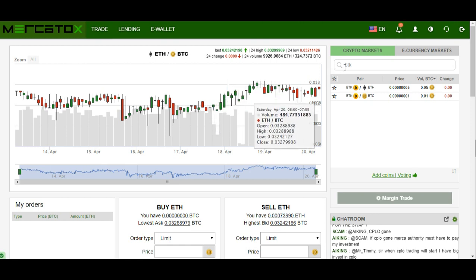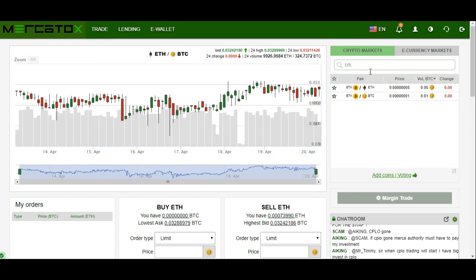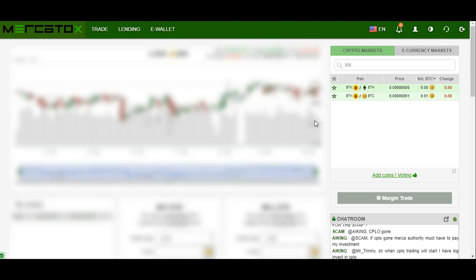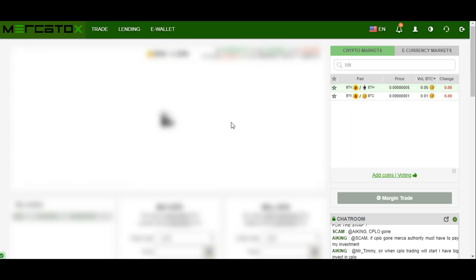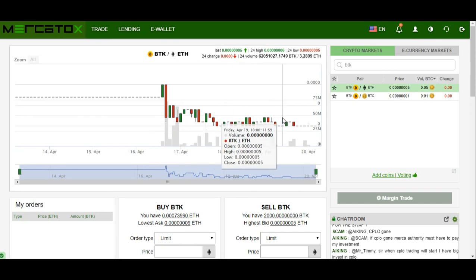I've got some Bitcoin token in my wallet, so I just put in here Bitcoin token. Let's just go there quickly, BTK, and then you see there you can exchange it for Ethereum or Bitcoin. I'm going to use Ethereum, and here are the candles that you can use for buying and selling, to see what the market did and everything.